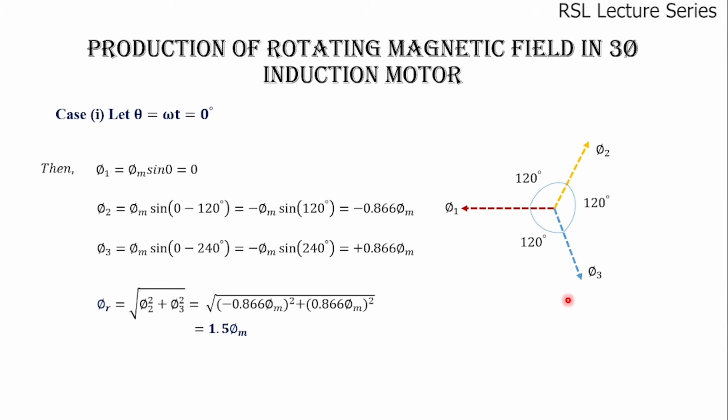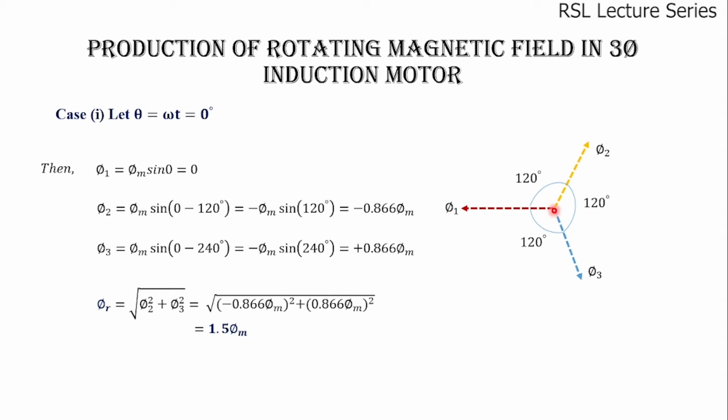So vector diagram as we discussed in figure 1. Now we are going to draw this phi 1, phi 2 and phi 3 for case 1. In case 1, phi 1 is 0, so we can neglect this. Now phi 2 is negative. Phi 2 negative means this is positive.